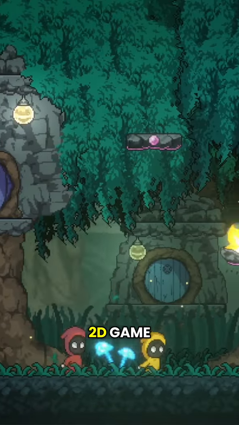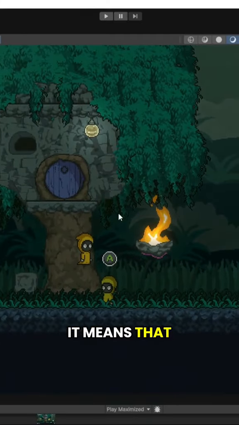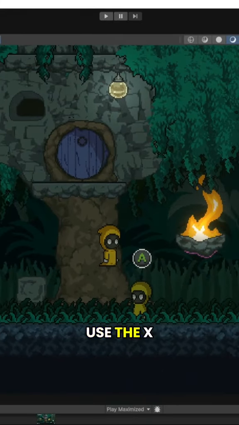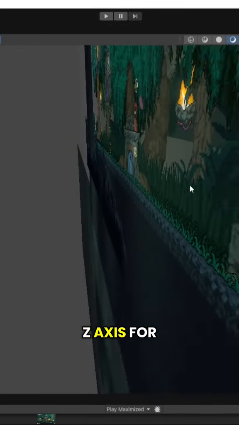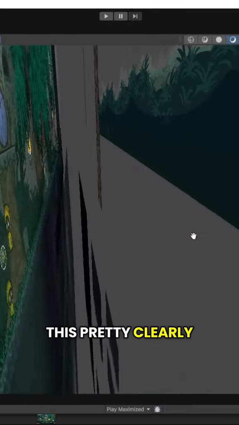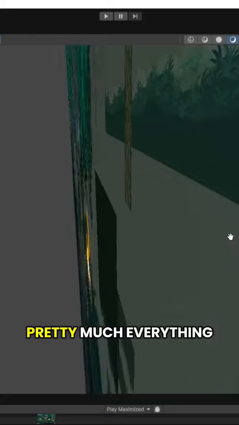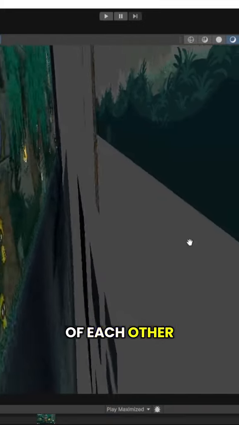Our game Dreamrunner is a 2D game, but what does that even mean? It means that in development and gameplay, we only really use the X and Y axis for left and right and up and down, but we don't really use the Z axis for forward and backwards. You can see this pretty clearly in the editor in 3D mode. Pretty much everything appears to be layered on top of each other with no depth at all.